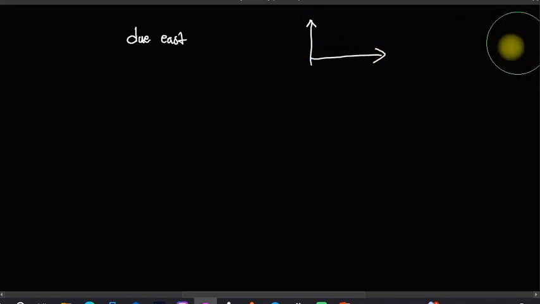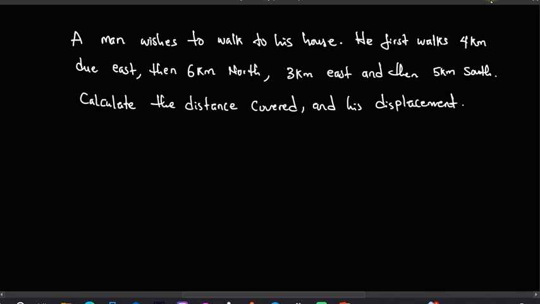So let's take one more problem. Something I forgot to mention along the way is whenever you hear anything like due east or west or due north, it means directly towards the east or directly towards the north. So let's take a problem on distance and displacement.